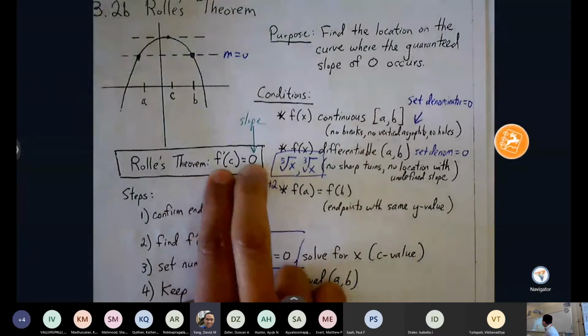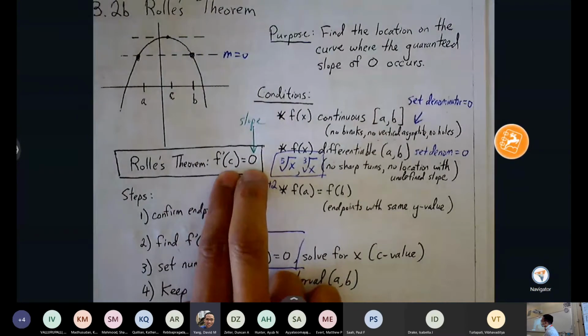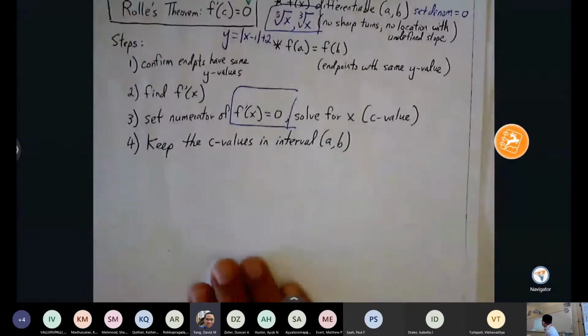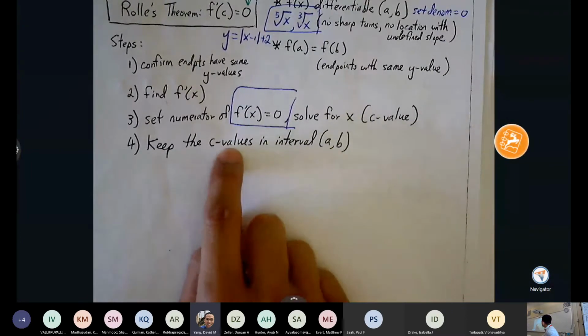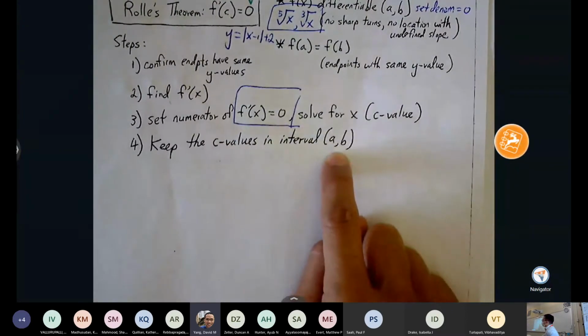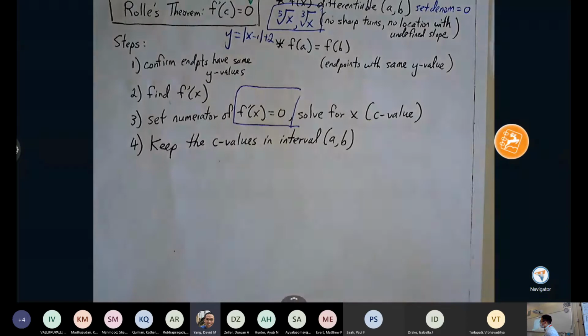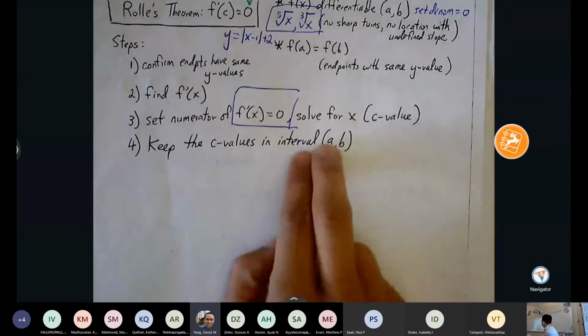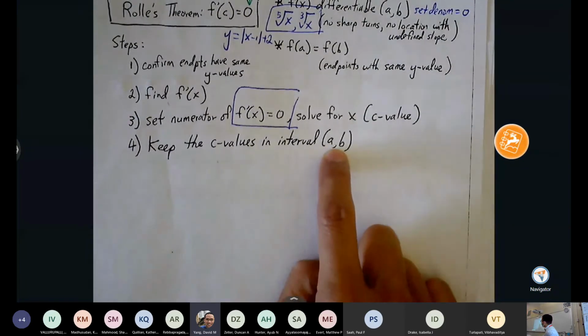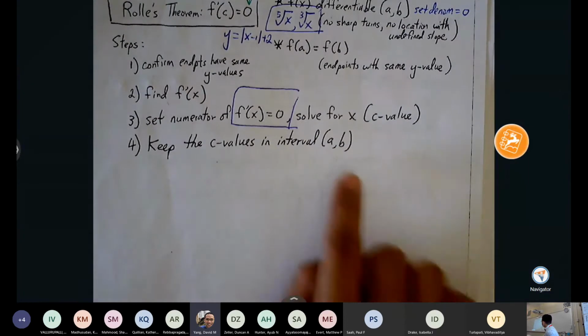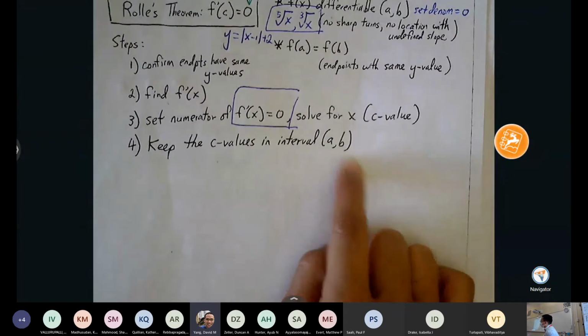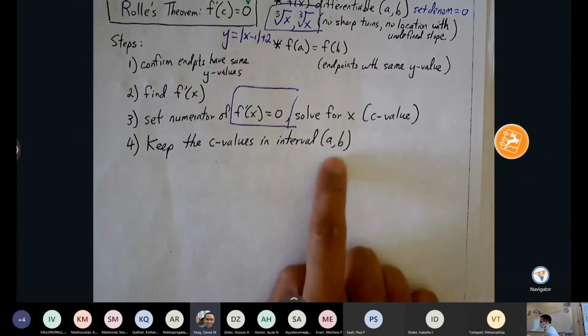So we just set f prime equal to 0 and we solve for x. When we solve for x, we have a conclusion, we have an answer, and that answer is guaranteed to fall between our endpoints. If you have more than one solution, you've got to make sure that they fall inside the interval. If it falls outside, we remove it. If it lands at the endpoint, we also remove it. We only want what's in between.